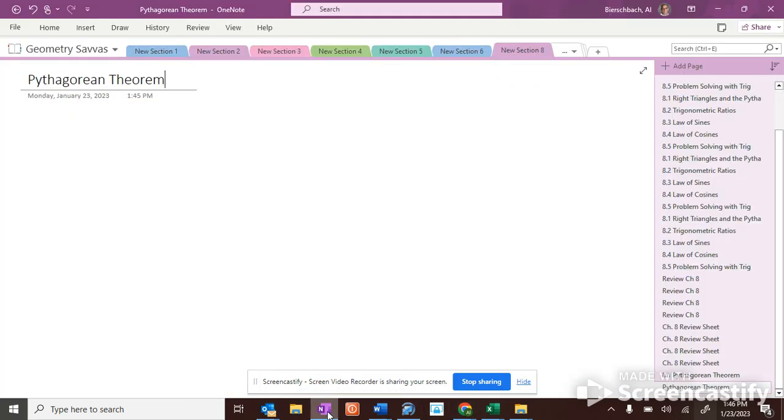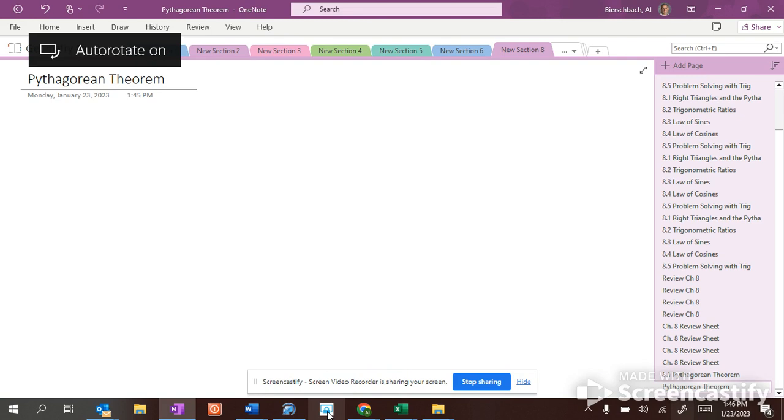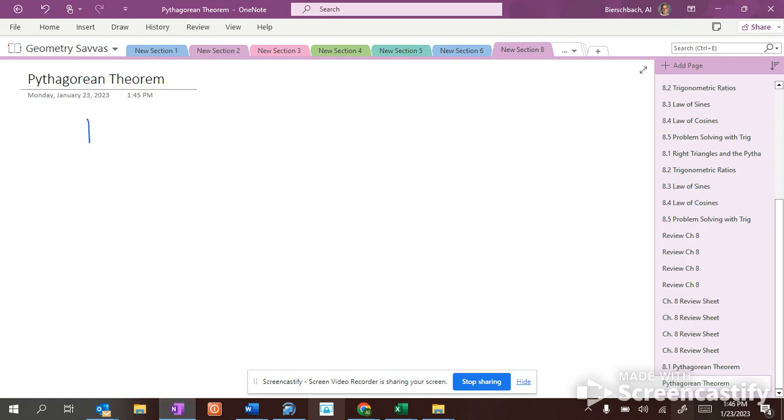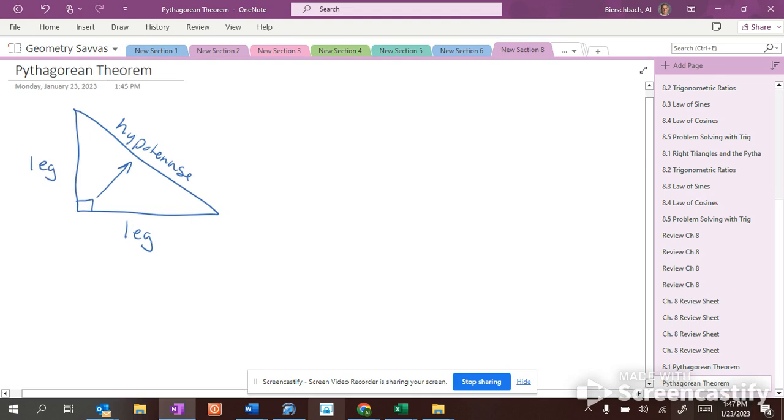All right. Pythagorean theorem. The Pythagorean theorem only works for right triangles. So you have to have a right angle in here. What's the side opposite the right angle called? The other two sides are called? So it doesn't matter which is A or which is B, but the hypotenuse is always C.